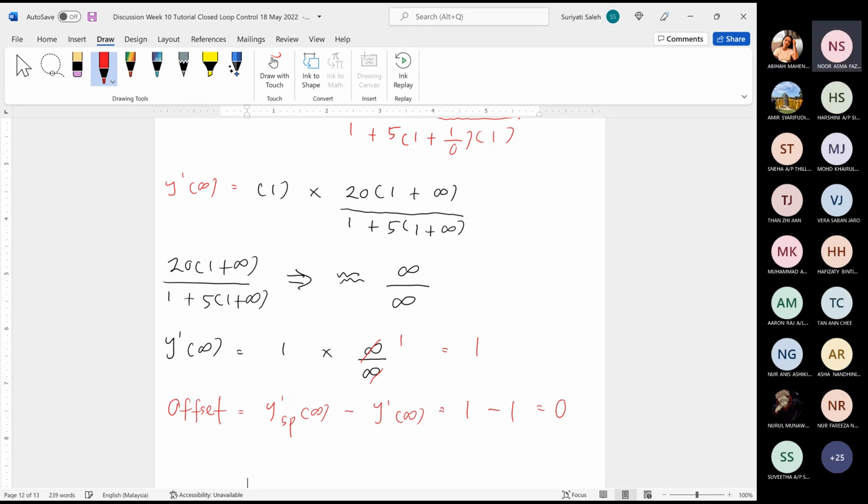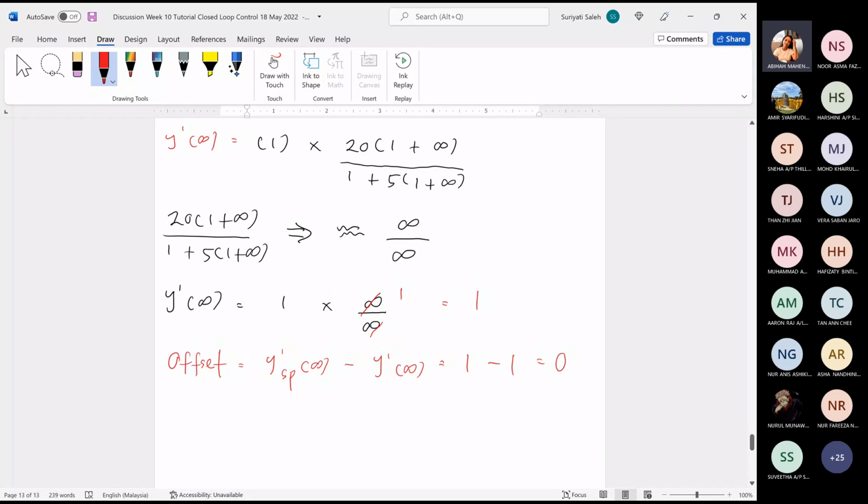Let's say if the y prime infinity answer is infinity, or 1 minus infinity equals negative infinity or infinity. Infinity only. All right, sir, thank you. Usually the number should be infinity.